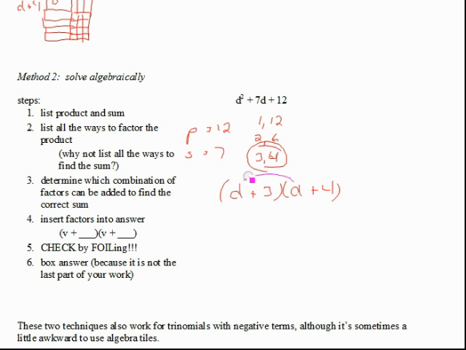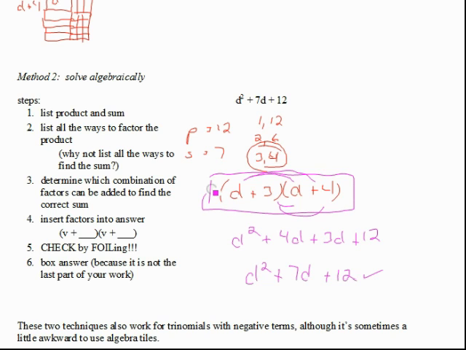seriously, I FOIL it every time. I might not draw the lines, but I always check. d squared plus 4d plus 3d plus 12 is d squared plus 7d plus 12, which, hooray, is what we started with. Let's put the box so that I can find the answer.